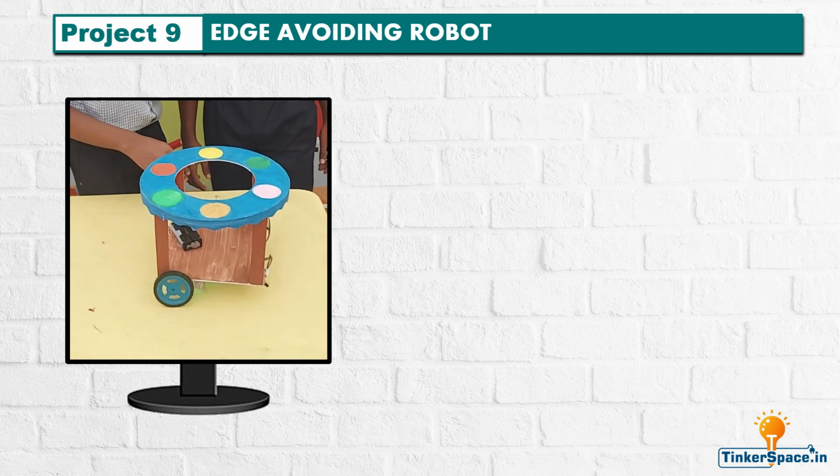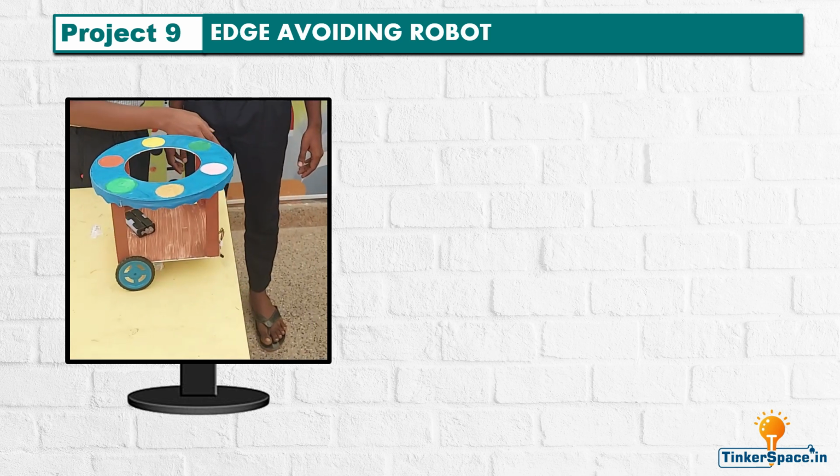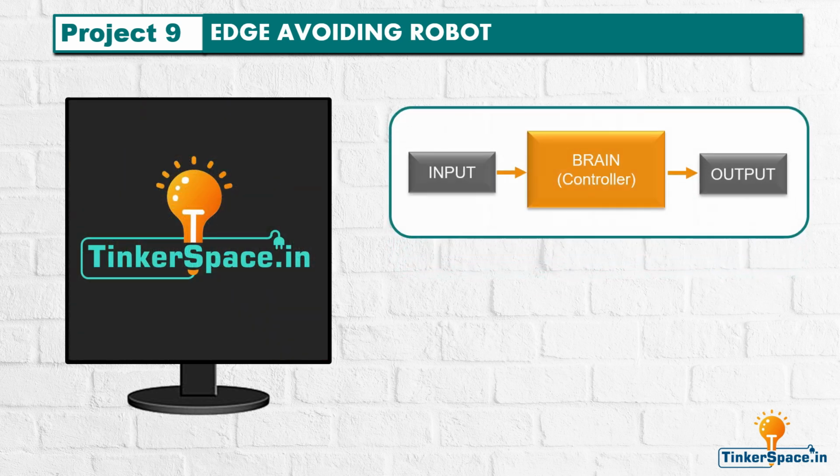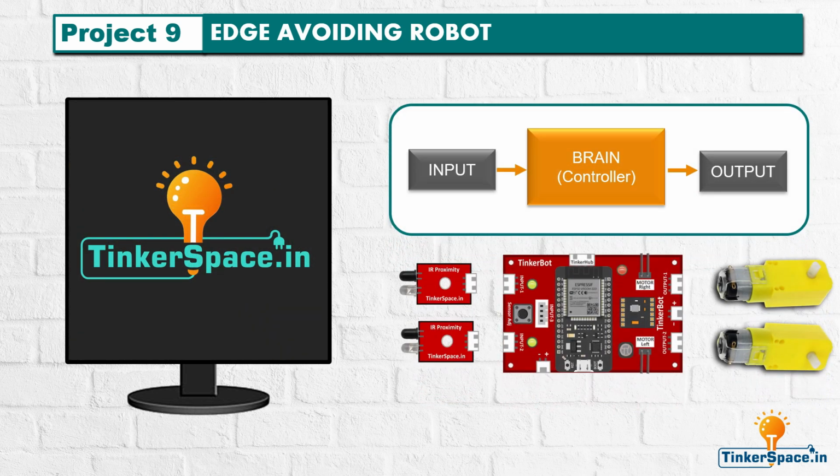Edge avoiding robot. This project creates a robot that avoids falling off edges such as stairs or tables. In this project, we use the TinkerBot as the controller. Two IR proximity sensors are used as the input. Their function is to detect the edge by measuring the distance to the ground. The two gear motors are used as the output. Their function is to move the robot away from the edges to keep it safe.